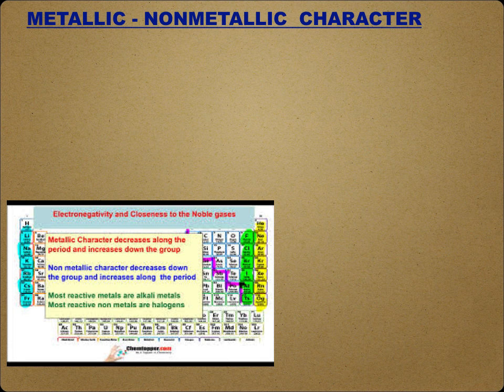Next, we shall see metallic and non-metallic character. Now, as we had already seen in the periodic table, a zigzag line separates the metals from non-metals. Elements appear to have been arranged in such a way that metals are on the left-hand side of this line, non-metals on the right-hand side, and metalloids are along the border of this line.